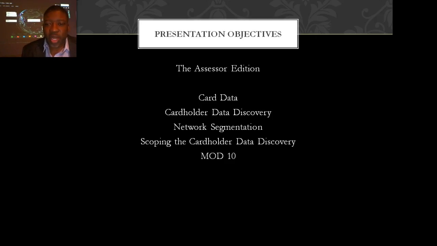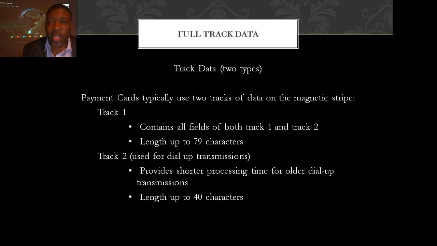All right, so in this presentation, we're looking at cardholder data, network segmentation, mod 10, scoping the data discovery, or scoping the cardholder data discovery aspect of doing PCI certifications. So let's talk about full track data. There are two types, track 1 and track 2. Track 1, as you can see here in the presentation, we have 79 characters. Track 2, 40 characters. And usually that's used for your older systems that are using dial-up.